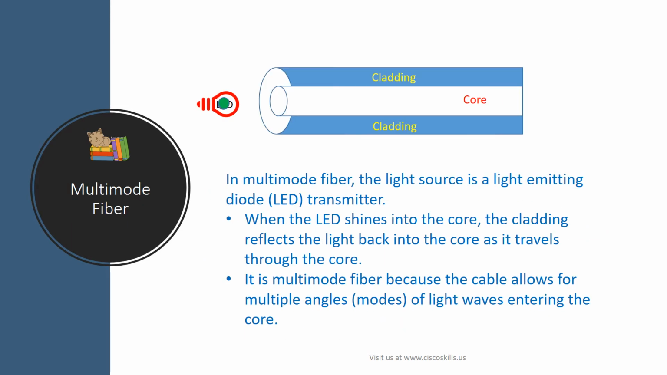Let's now look into detail about the components of multimode fiber. In multimode fiber, the light source is a light emitting diode, LED, transmitter. When the LED shines into the core, the cladding reflects the light back into the core as it travels through the core. It is multimode fiber because the cable allows for multiple angles, modes of light waves entering the core.